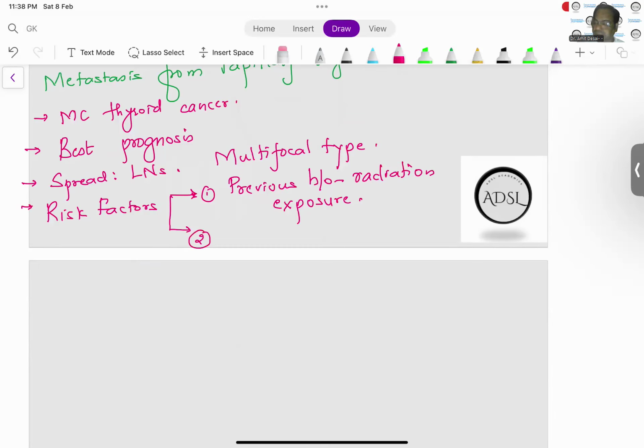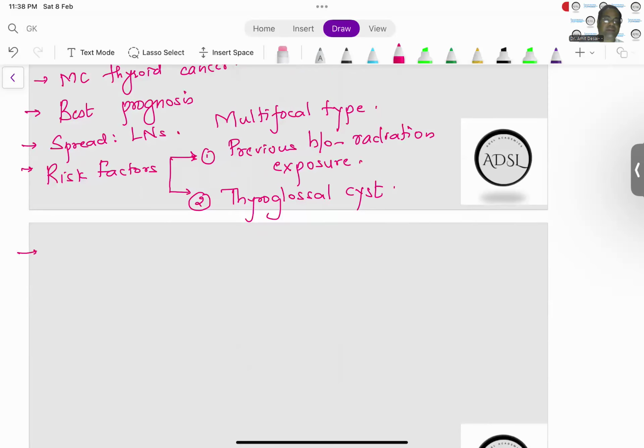The second risk factor is a thyroglossal cyst. So if they ever ask you which is that kind of cancer which develops in a thyroglossal cyst, the answer is papillary thyroid cancer. Another thing that is important about papillary thyroid cancer is that the tumor marker that we get over here is thyroglobulin.